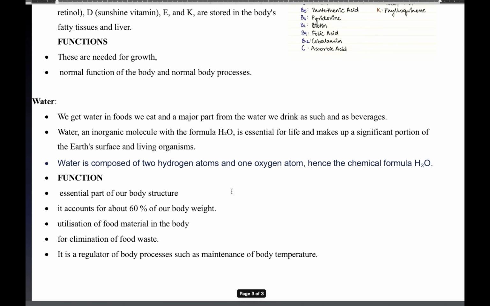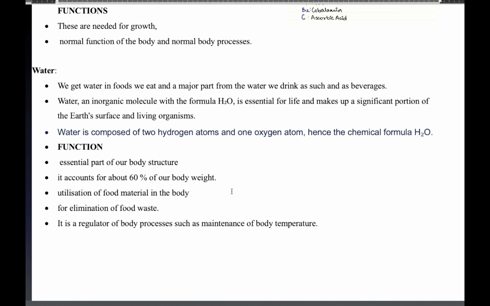Okay, so water is another one. We know that water is an inorganic molecule. Its chemical formula is H2O with 2 hydrogen and 1 oxygen atom. Okay, so it is essential for life and makes up a significant portion of our body also. Around 97% of our body consists of water. Okay, so its function would be that it is an essential part of our body structure. 60% of our body weight includes water.